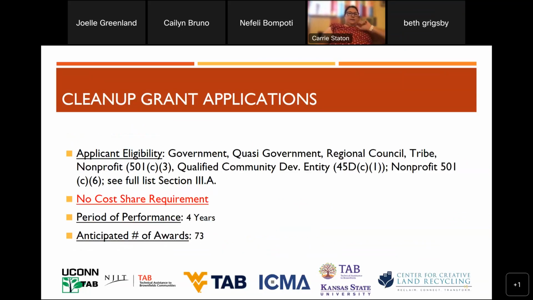There are some slightly different nuances to applicant eligibility as opposed to the others, so I would strongly encourage you to look at the guidelines to be sure that you are falling into the right entity, and we'll talk about ownership eligibility in a minute. Once again, this year, there will be no cost share requirement for cleanup grants. Historically and traditionally, there is a cost share requirement, but as the funds are still being awarded under the infrastructure funding from Congress, there is no cost share requirement on any cleanup grants this year. All of the cleanup grants for periods of performance have been changed to 4 years, and they anticipate giving a total of 73 grants.